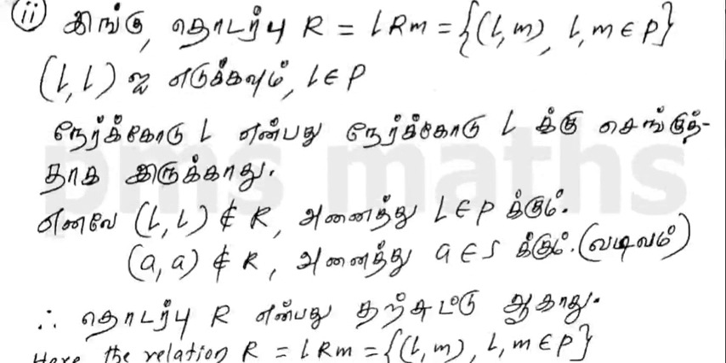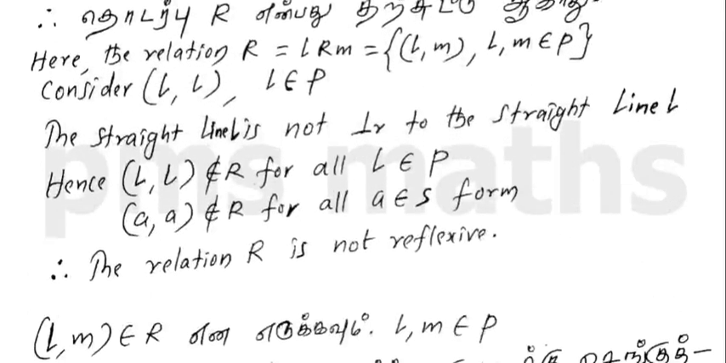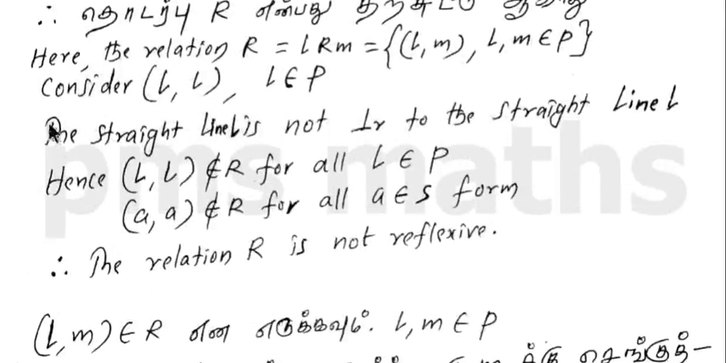Then second one. In second question, relation is given L or M. That means L comma M. Those L comma M belongs to P. Here P is set of all straight lines. Consider L comma L. Here this L belongs to P. P means set of all straight lines.